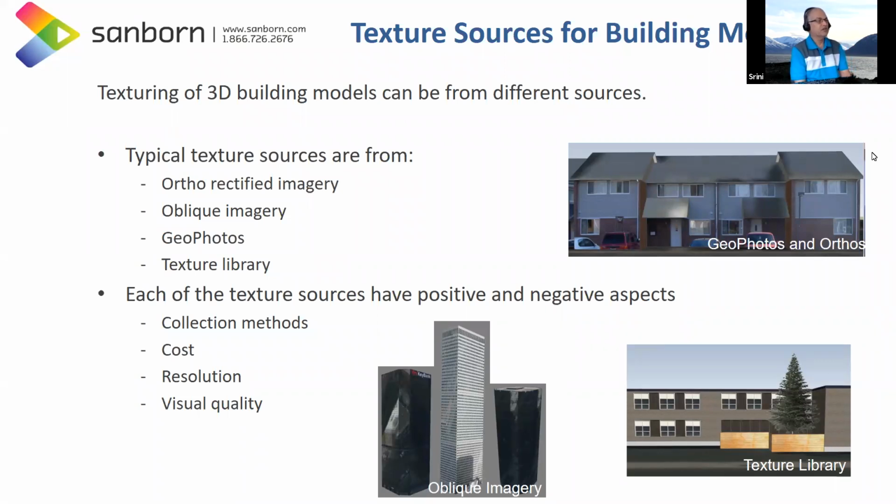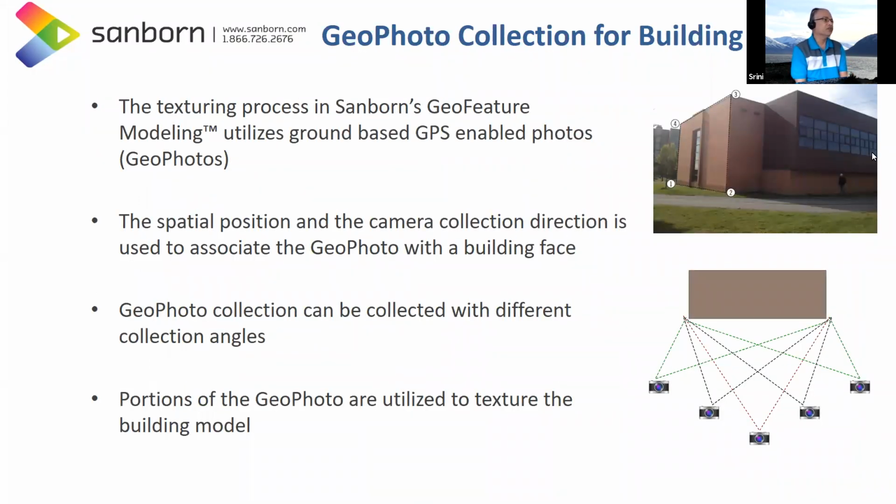So we talked about the geometry. Let us go into the texture. One thing I need to tell you is the geometry is a must, whereas the texture may or may not be there. But as I said, the texture gives you the visual perception. There are various sources from which we can get the texture. It can be orthorectified imagery, oblique imagery, geophotos, and texture library. We will talk about the geophotos in the subsequent slides. And obviously, the question will be which source we have to use. That depends on various parameters: the collection methods, the cost, the most important thing, the resolution, as well as the visual quality. These are all the parameters that will determine which one we need to use.